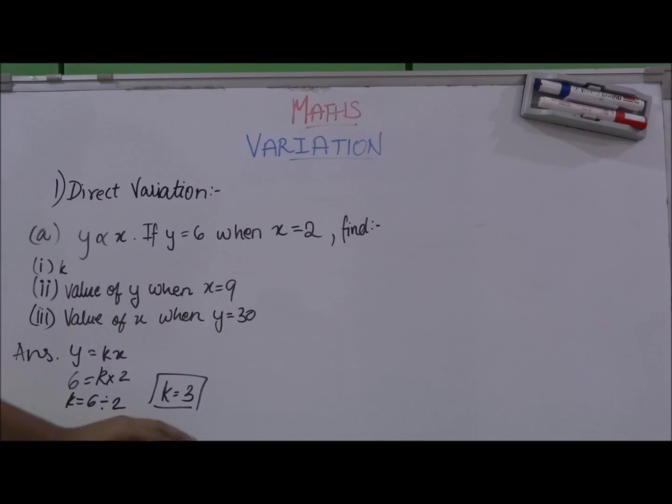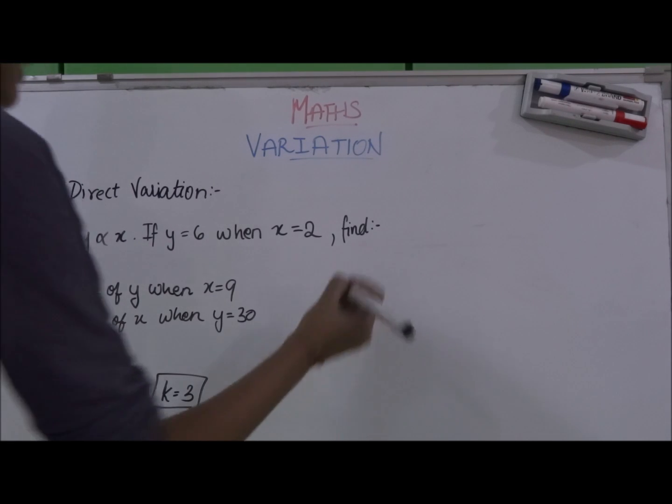We have the constant of proportionality, or the k, and with the help of this k we can solve these two questions. So, even if they do not ask you to first find out the constant of proportionality, it will be helpful if you first find the value of k, because that will make it easier for you to solve the next sums. So, let's take the second one.